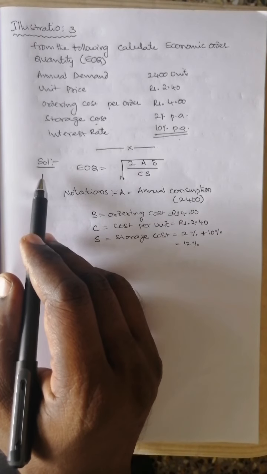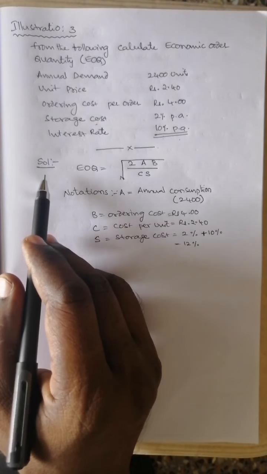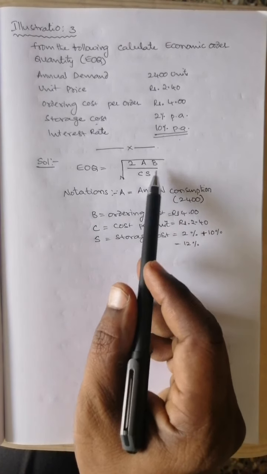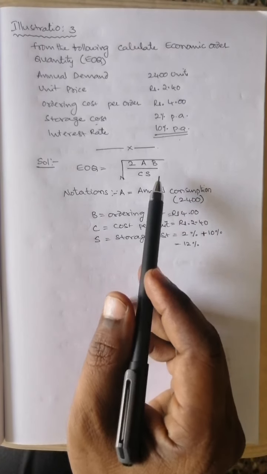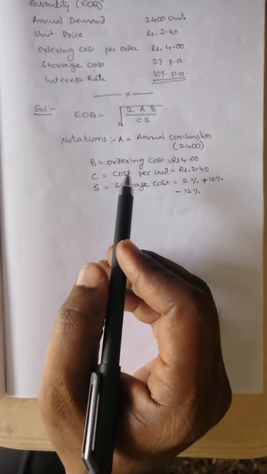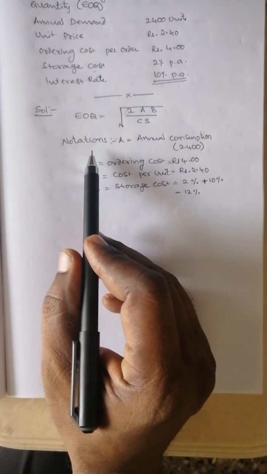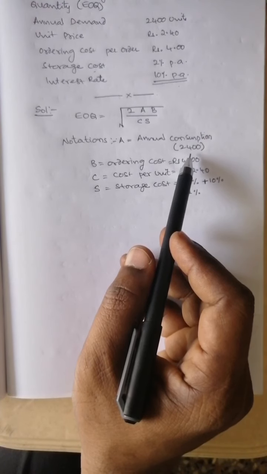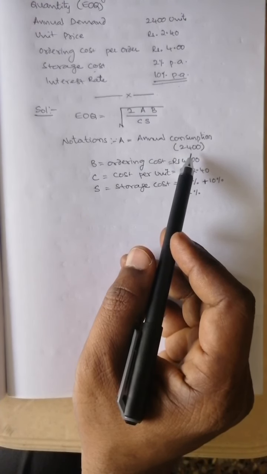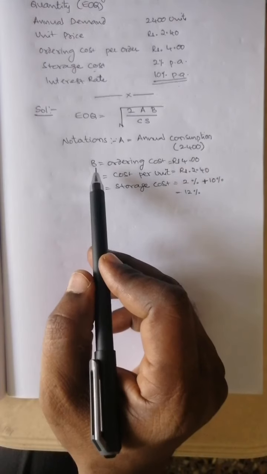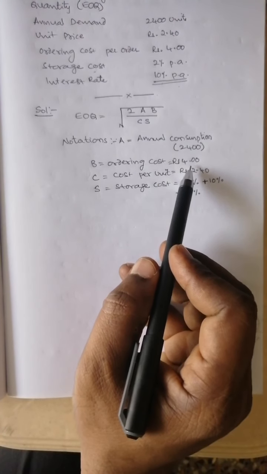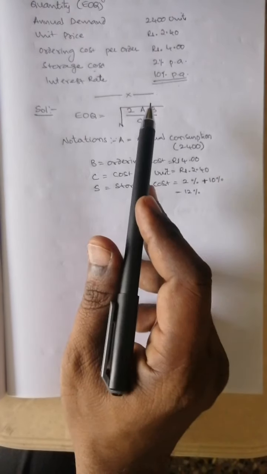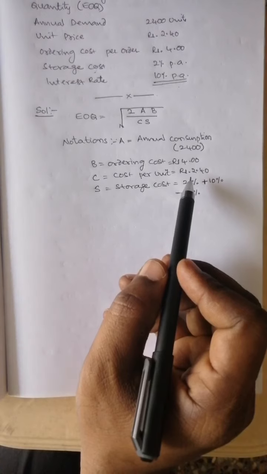Now, to start with, economic order quantity is equal to 2AB by CS under root. Notations. A is equal to annual consumption, annual demand or annual consumption, 2400 units. B, ordering cost rupees 4 given in the problem. C, cost per unit 2 rupee 40 paise. Up to here, just as it is taken from the question.